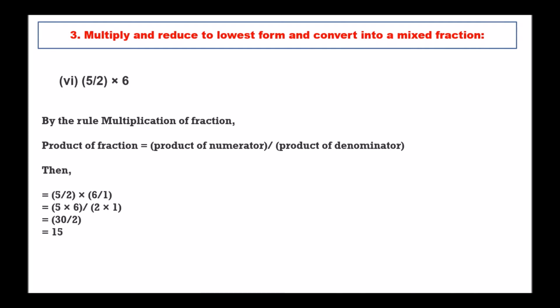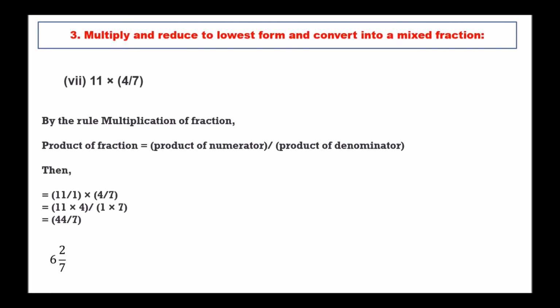Next, 5 upon 2 into 6. So we will apply the rule of multiplication of fractions. So 5 upon 2 into 6 upon 1. So 5 into 6 divided by 2 into 1. That is 30 upon 2. That is 15.